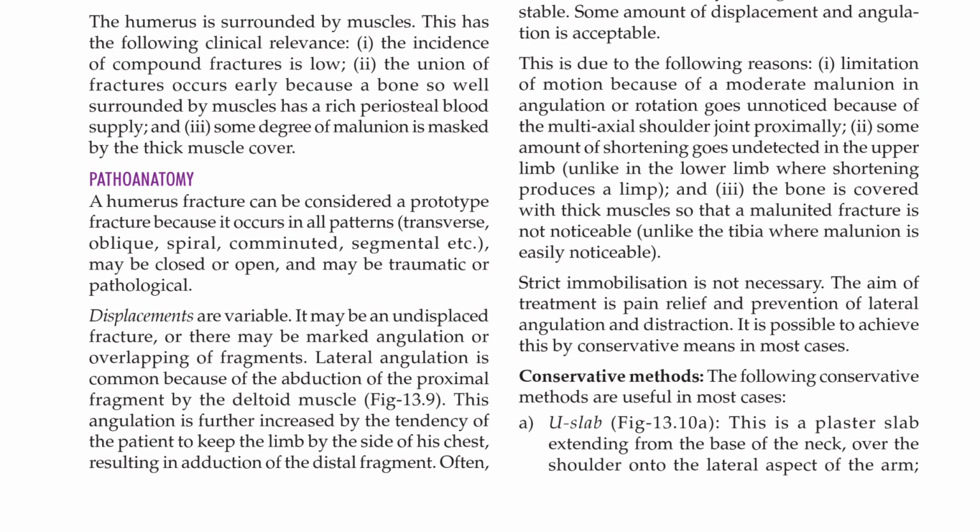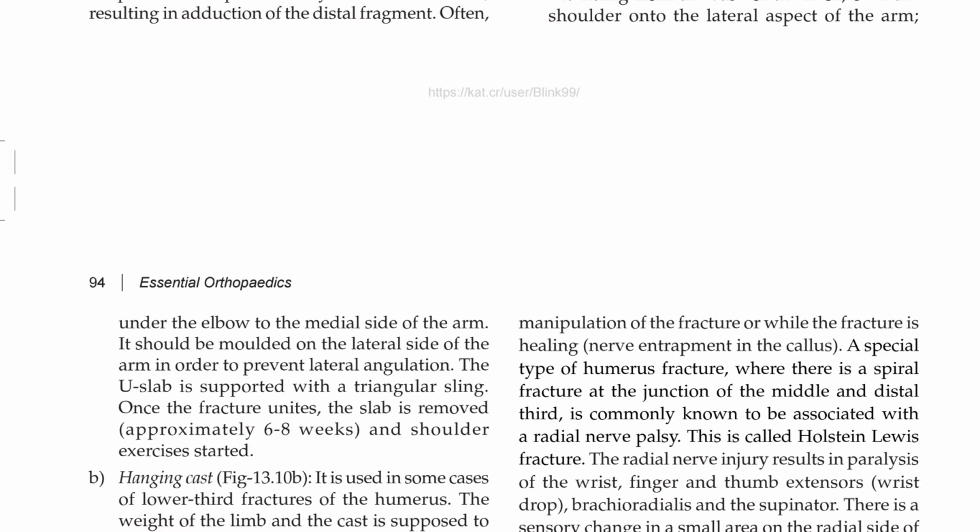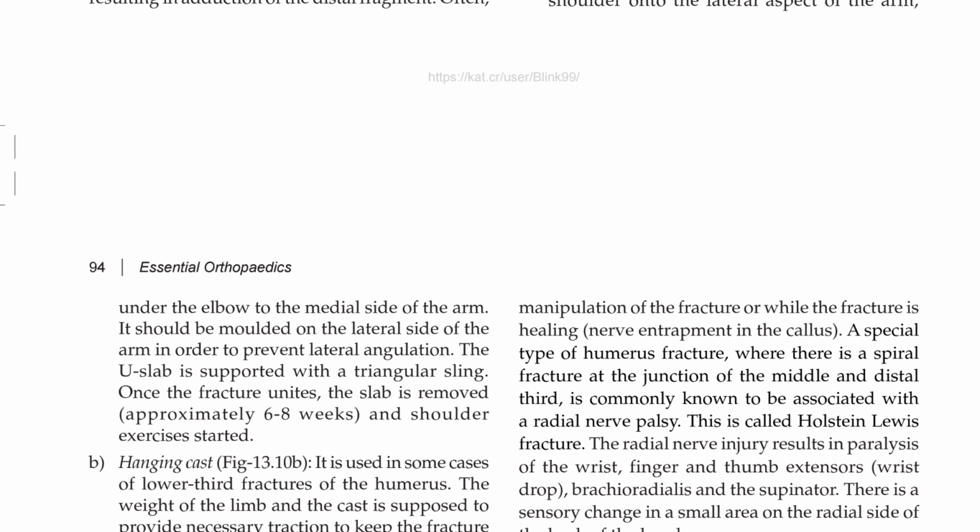It is possible to achieve this by conservative means in most cases. The following conservative methods are useful in most cases. Number 1, U slab. This is a plaster slab extending from the base of the neck over the shoulder onto the lateral aspect of the arm, under the elbow to the medial side of the arm.